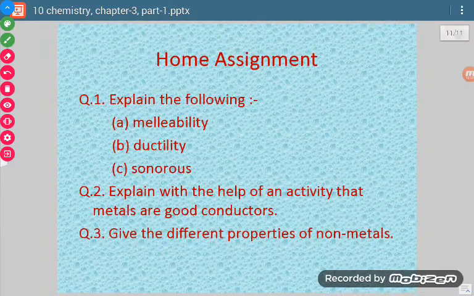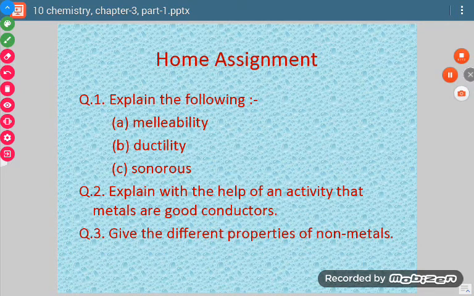Now whatever we have discussed, you have to solve these assignments on the basis of that.